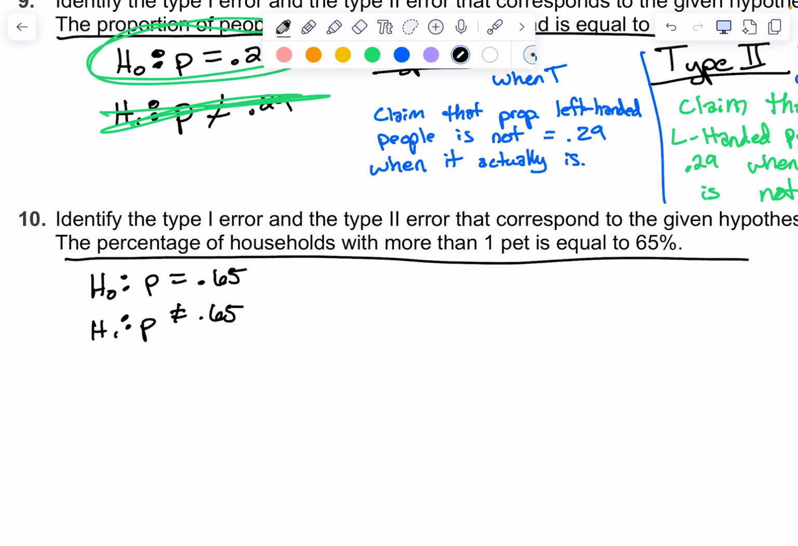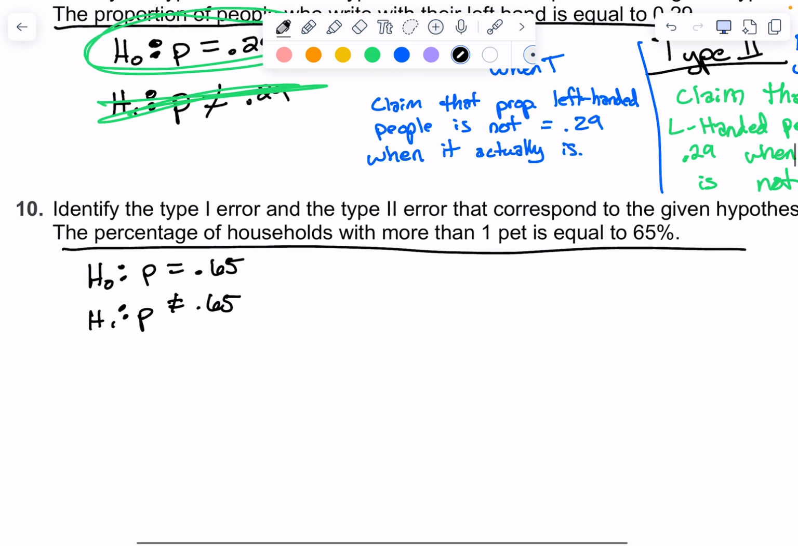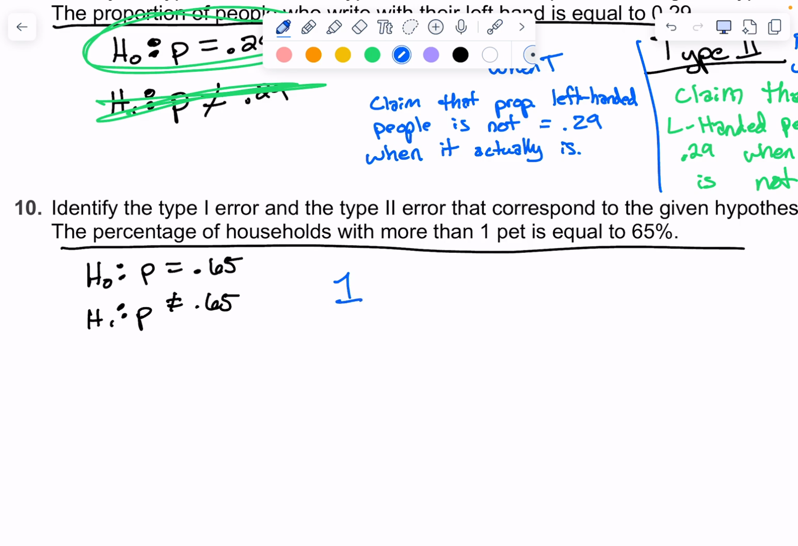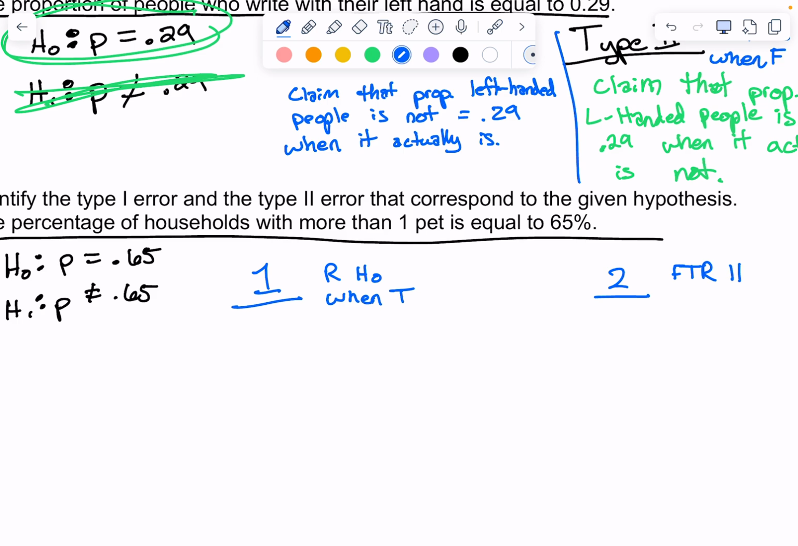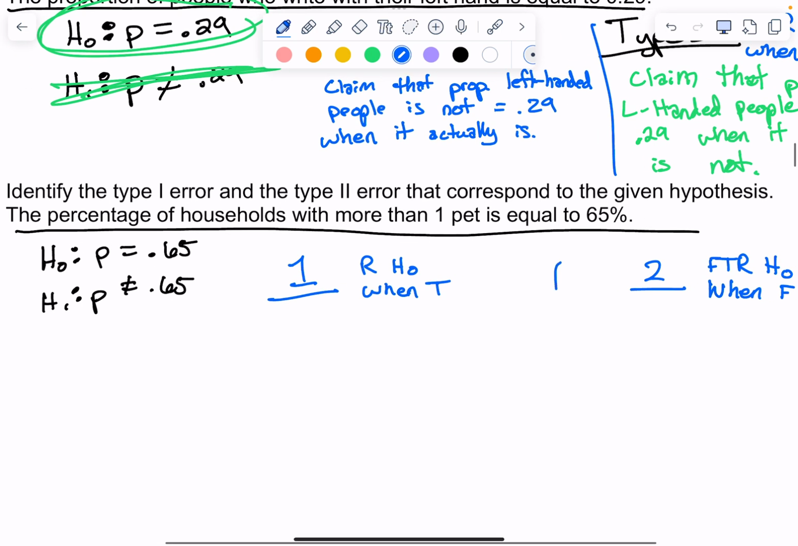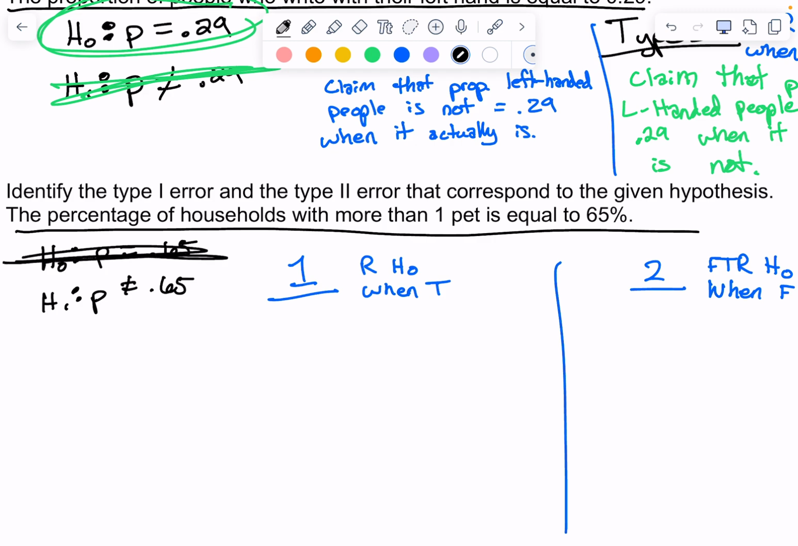All right. So more than one pet is 65%. 65% of all people have more than one pet, according to this. So my type 1 and type 2. Type 1 error is reject H naught when it should be true. Number 2 is fail to reject H naught when it should be false. So I'll do the cross off thing. If I'm rejecting H naught, which one do you cross off? We're crossing off the top one and circling the bottom one.